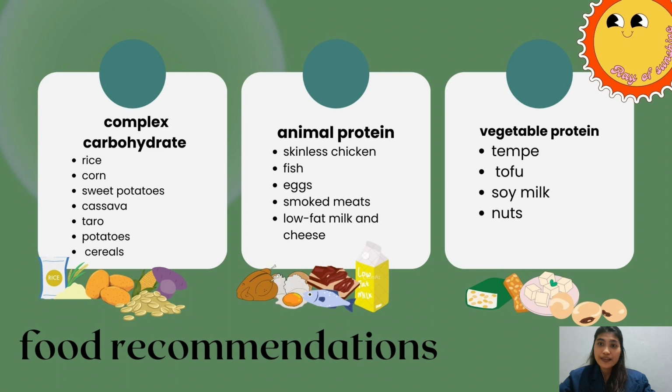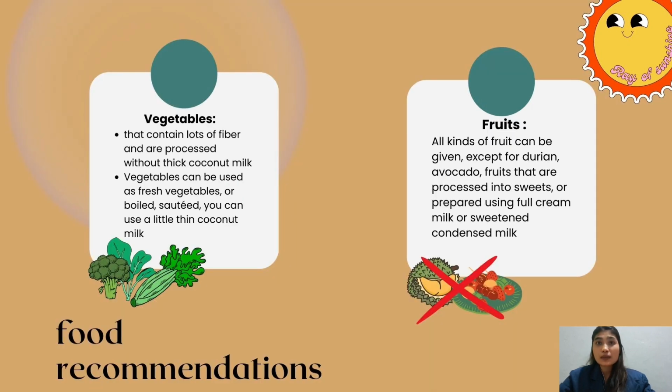For sources of vegetable protein, you can use tempeh, tofu, soy milk, and nuts, which are processed without being fried or without thick coconut milk. The recommended type of vegetables are vegetables that contain lots of fiber and are processed without thick coconut milk. Vegetables can be used as fresh vegetables or boiled. Soups can use a little thin coconut milk. All kinds of fruit can be given except for durian, avocado, and fruits that are processed into sweets or prepared using full cream milk or sweetened condensed milk.